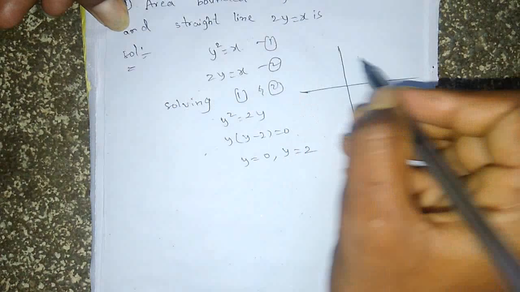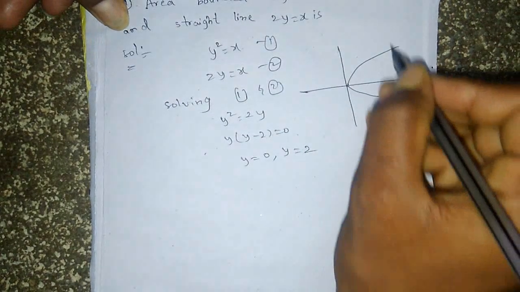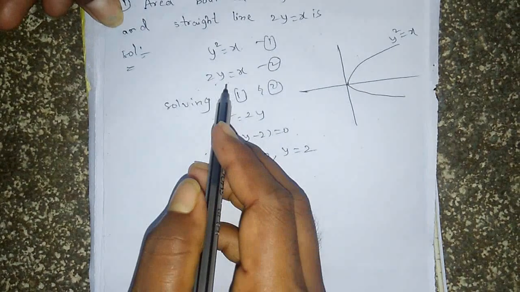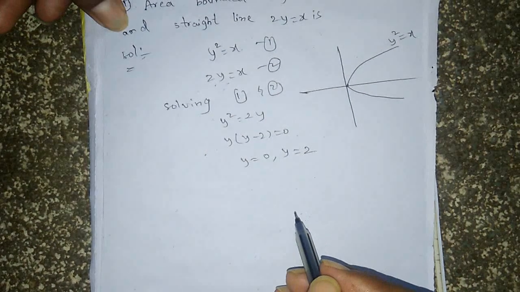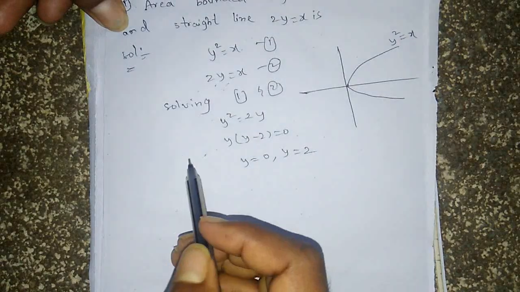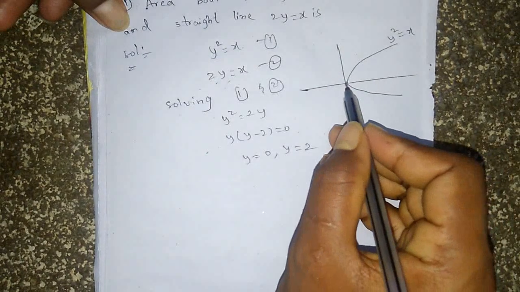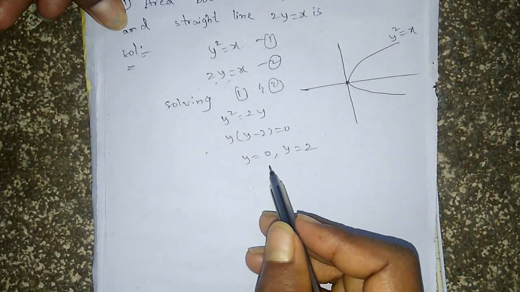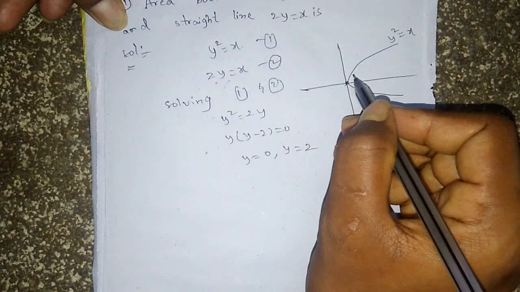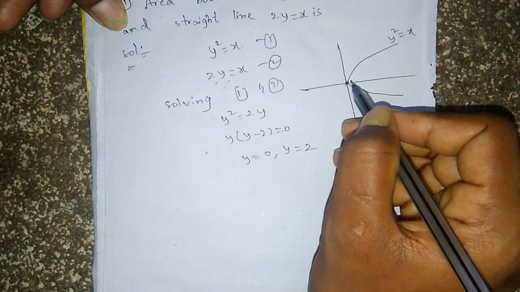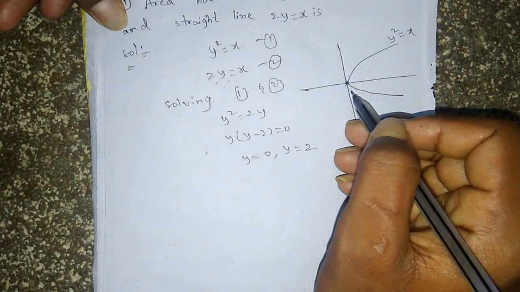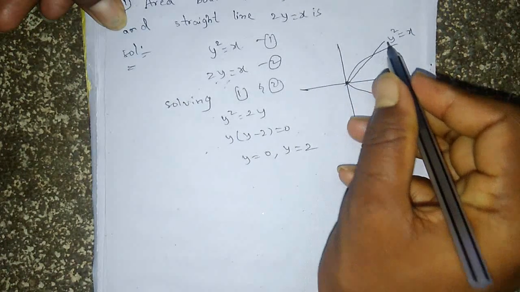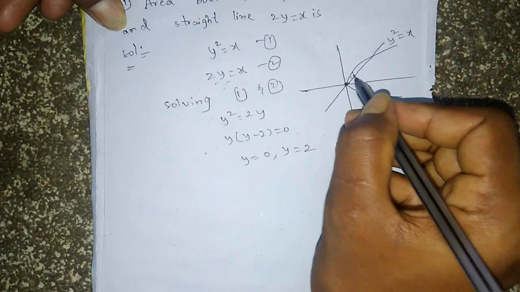So the figure is like this: y square is equal to x is a parabola, that is like this. This is y square is equal to x, and the line is 2y is equal to x. It passes through the origin, and touches the curve at positive points, so it will be like this. It will be like this only, positive. So we need this area.